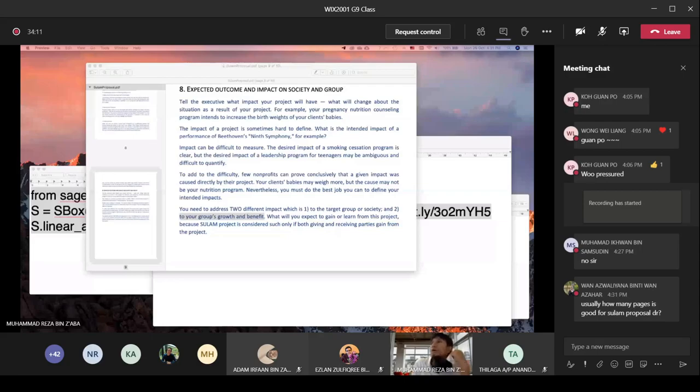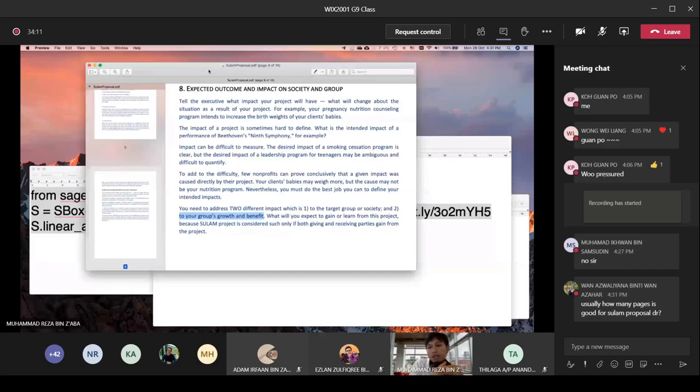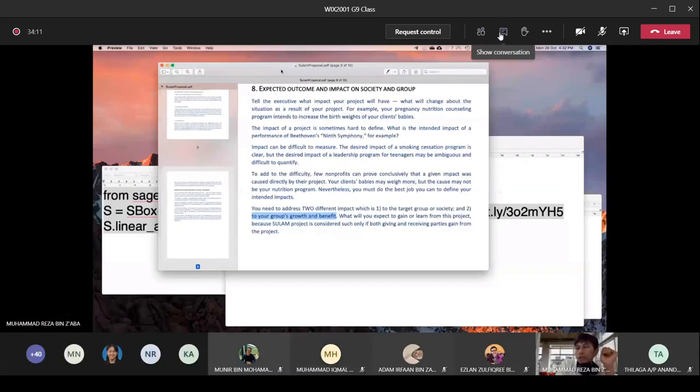How many pages? So far, there's no limit on the number of pages, but don't make it like a novel. Enough information, sufficient information for the reader to understand your proposal. So not too lengthy, not too short. I would prefer a short report, but it is concise, so all the information is there. I don't like wordy reports. Like once upon a time, there's this one, and then the sun shines, blah, blah, blah.